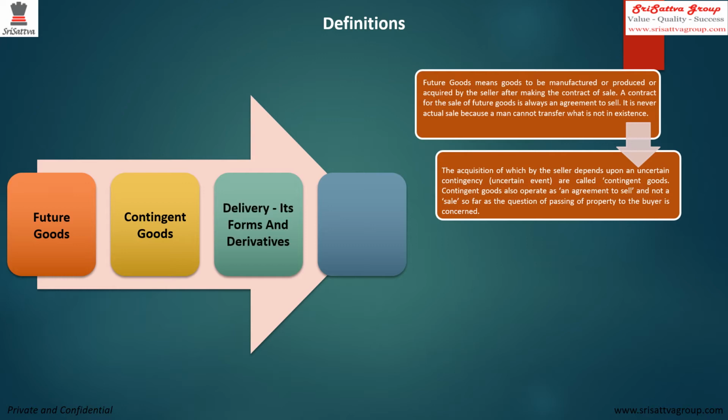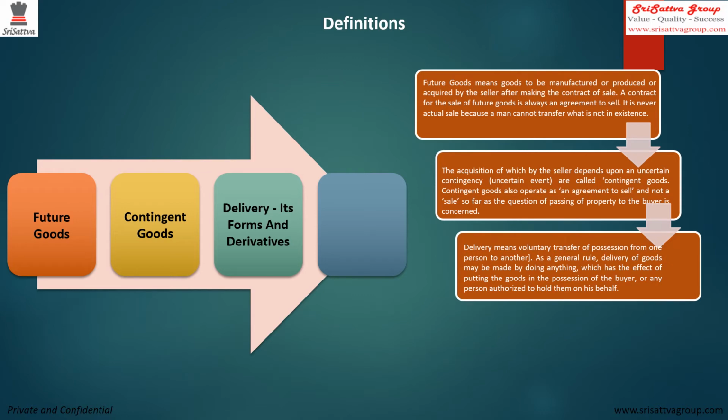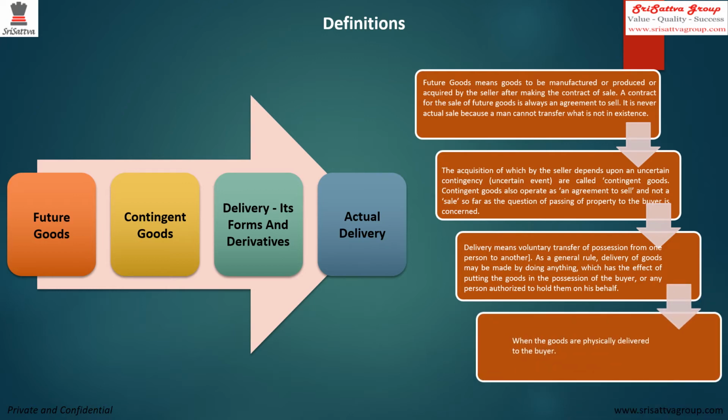Delivery, its forms and derivatives. Delivery means voluntary transfer of possession from one person to another. As a general rule, delivery of goods may be made by doing anything which has the effect of putting the goods in the possession of the buyer, or any person authorized to hold them on his behalf. Actual delivery: when the goods are physically delivered to the buyer.